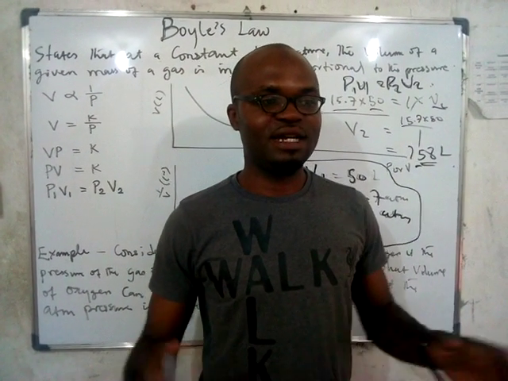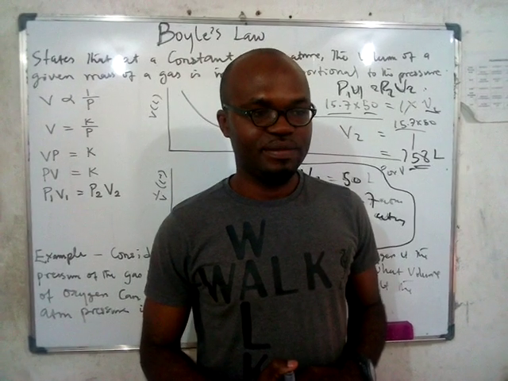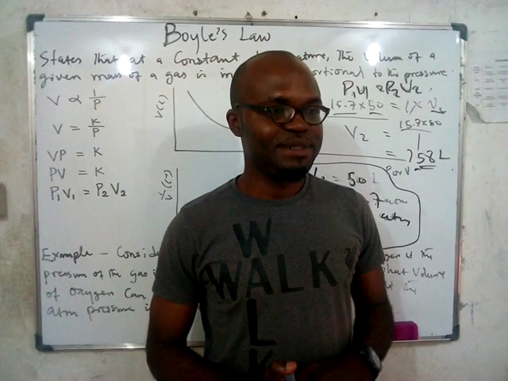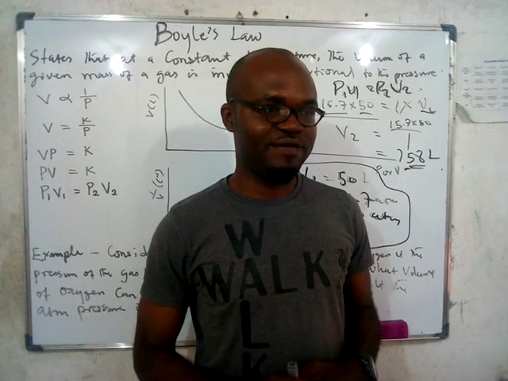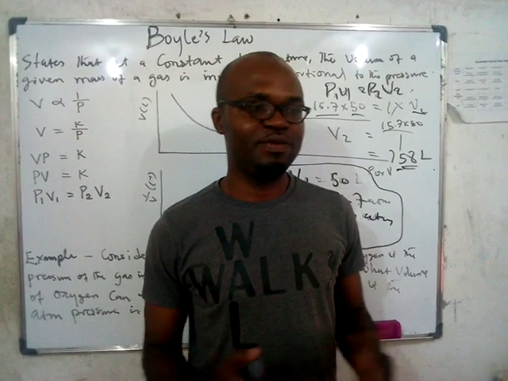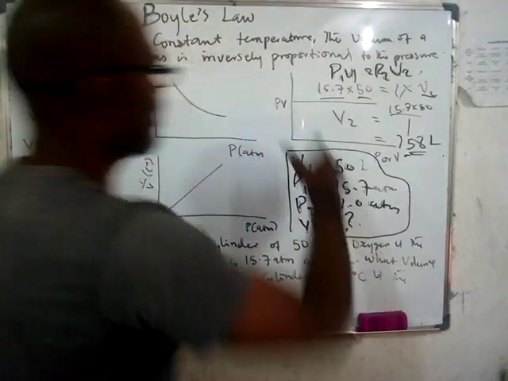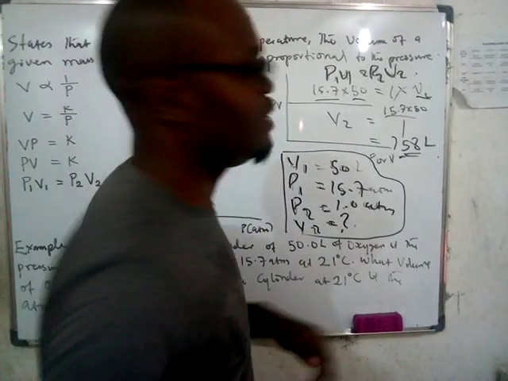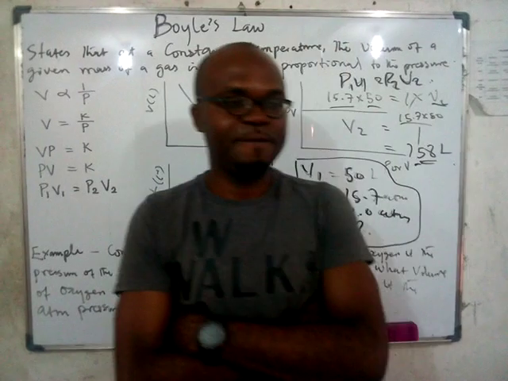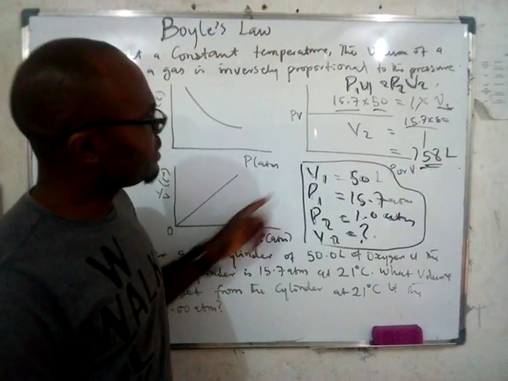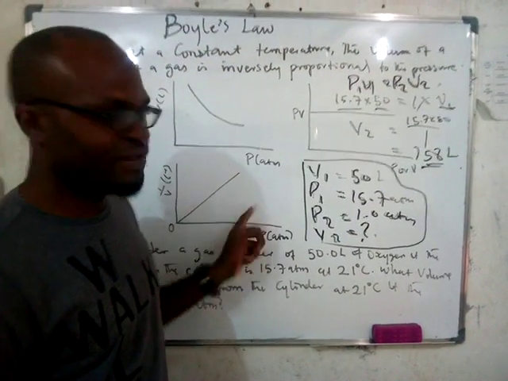Boyle's law states that at constant temperature, the volume of a given mass of a gas is inversely proportional to the pressure. And this is the mathematical relation, P1 V1 equal to P2 V2. Any of these graphs represents it. You can use this, or this.